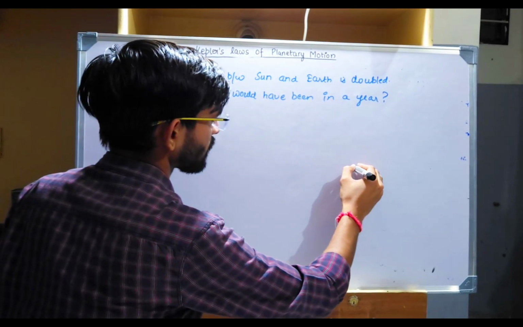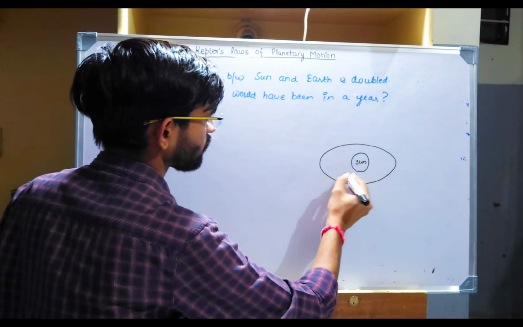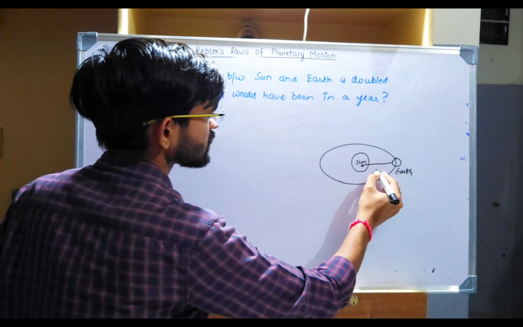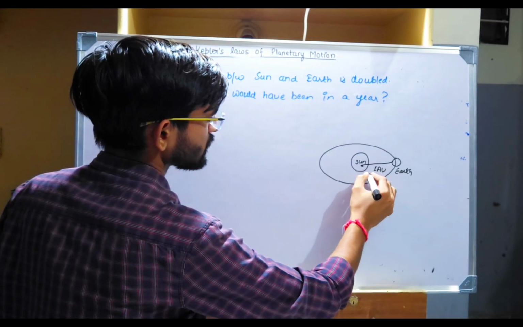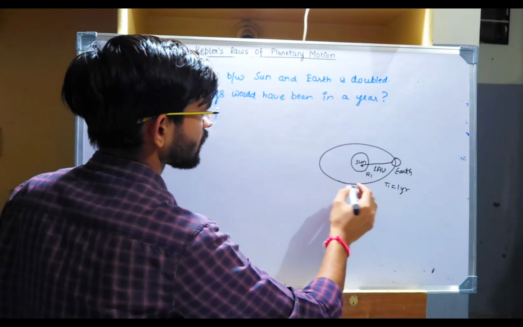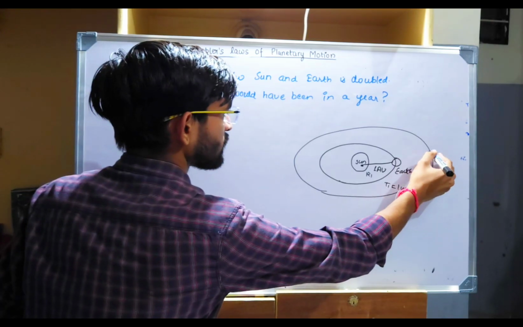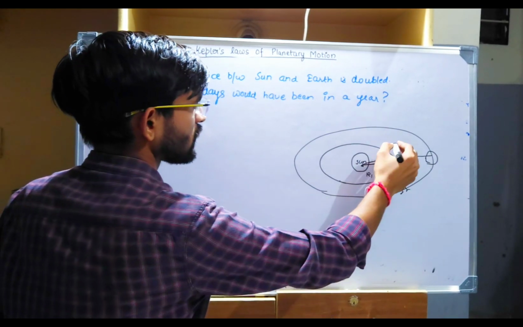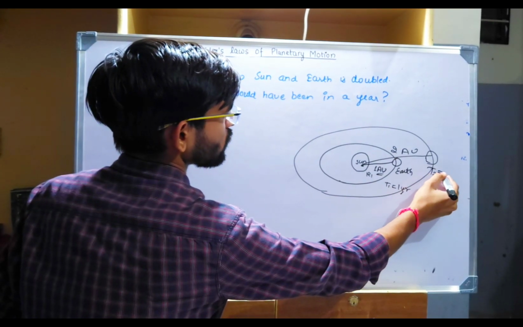So this is sun. Initially this distance was, this is earth, present distance is 1 AU, this is R1, and present time period is 1 year. If you double the distance, means now this distance becomes, if currently this is 1 AU, then if you double the distance it becomes 2 AU, and we have to find T2.